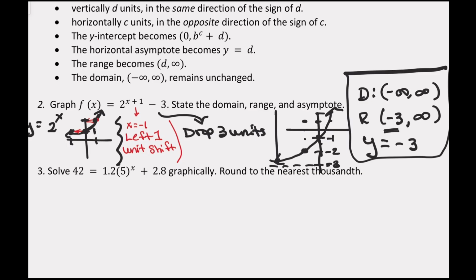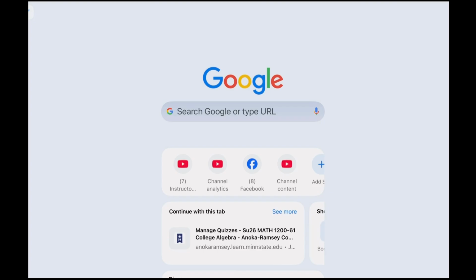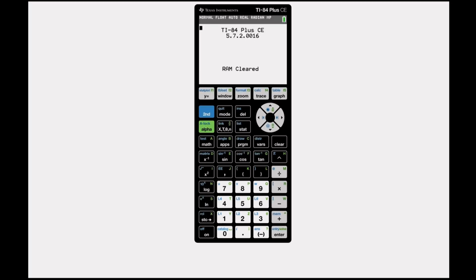Okay, solve 42 equals 1.2 times 5 to the x plus 2.8 graphically. So we're gonna need a calculator for this. I'm gonna grab my calculator. There's a free calculator online that we can use. Let's grab it. There it is. I'm going to use this one because chances are if you have a handheld calculator, it's this one.